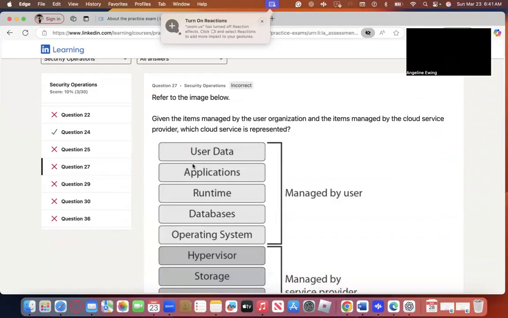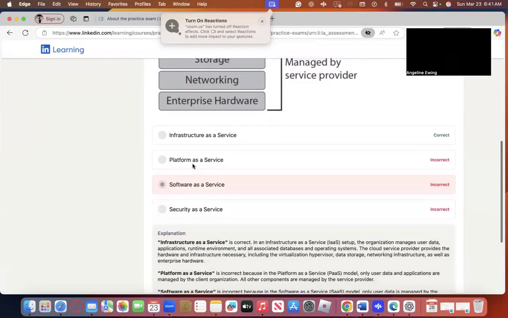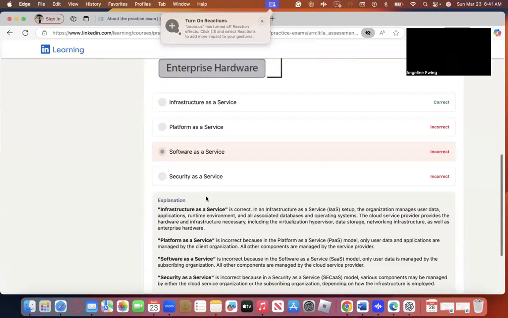Refer to the image below. Given the items managed by the user organization and the items managed by the cloud service provider, which cloud service is represented? Managed by user is user data, application runtime, database, and operating system. Managed by provider are hypervisor, storage, networking, enterprise hardware. And that will be infrastructure as a service.